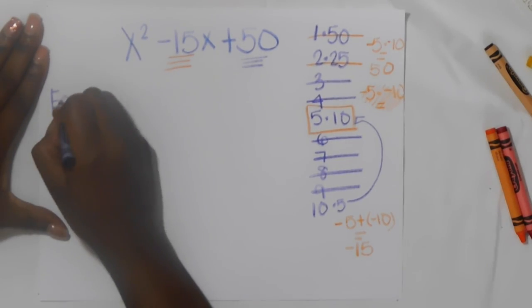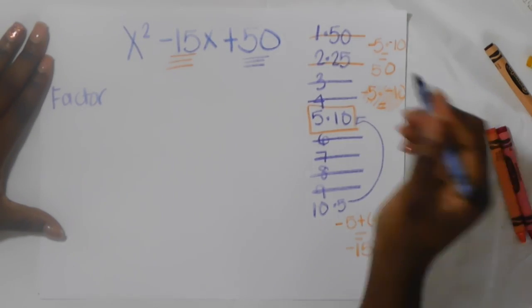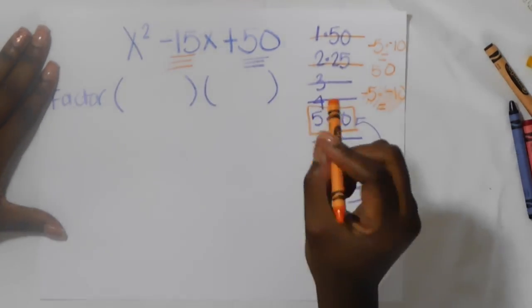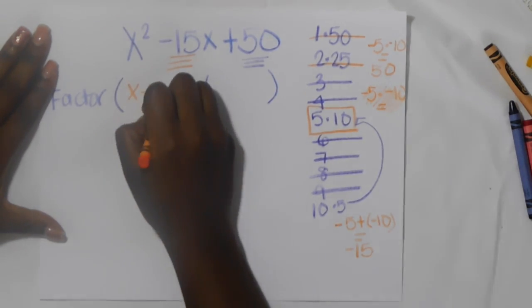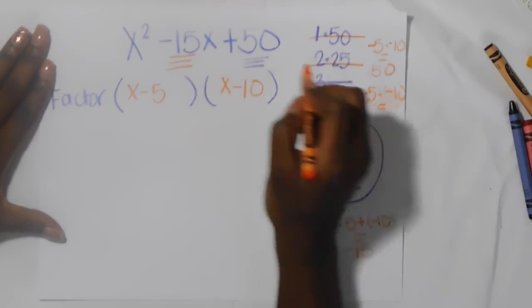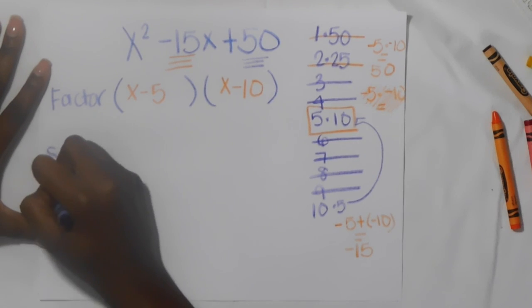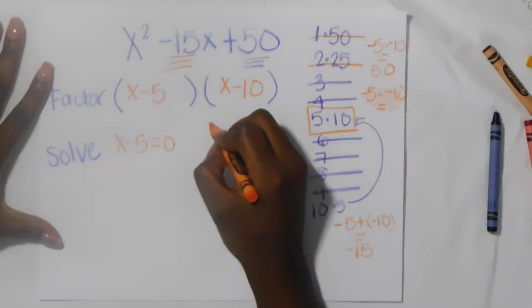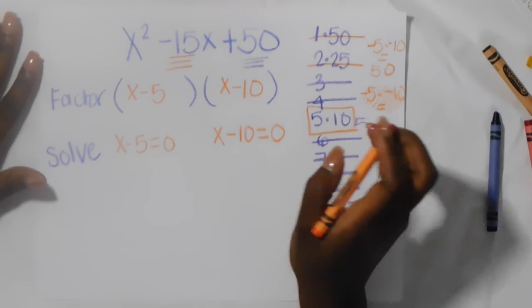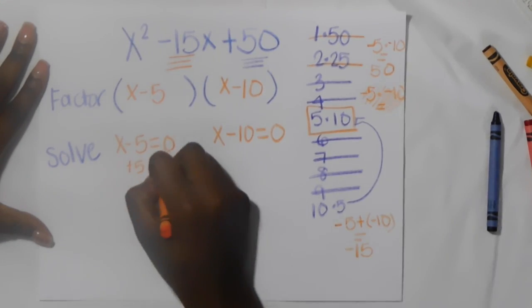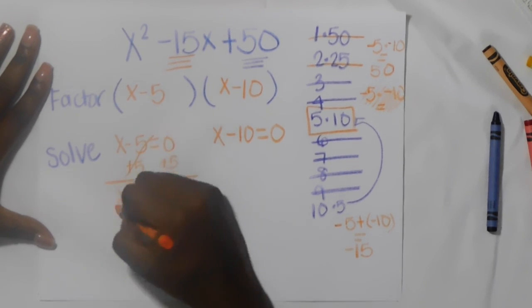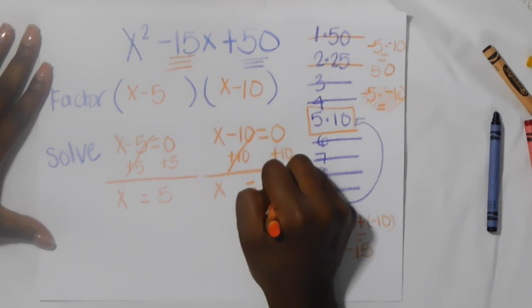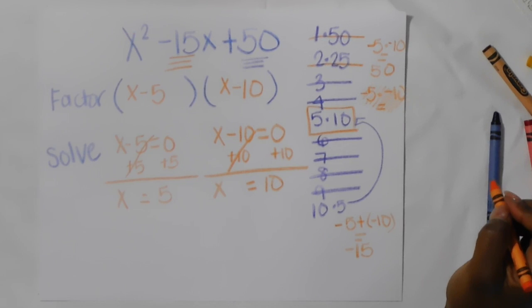Then it's easy. Open up your 2 sets of parentheses, put the numbers inside: x minus 5 and x minus 10. If you're factoring, you're all done. If you're solving, you have one more step. Set both of those equal to 0. Solve the equation. X equals 5. X equals 10. And you're good.